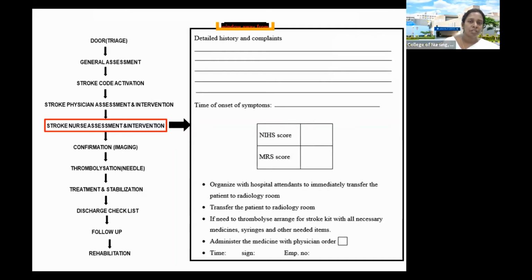Only then can the further treatment be initiated. So, transferring the patient to the radiology room, we have the stroke kit in our hospital, where in the kit we have the TPA and all the essential things like an IV set and a 50 cc syringe, all those things kept inside the stroke kit. While the patient is undergoing a CT, if they are able to differentiate between a hemorrhagic and an ischemic stroke, the thrombolysis is done even in the radiology department itself. The medicine is administered with the physician's order, where the initial bolus will be given by the stroke physician, and then it is followed as an infusion.